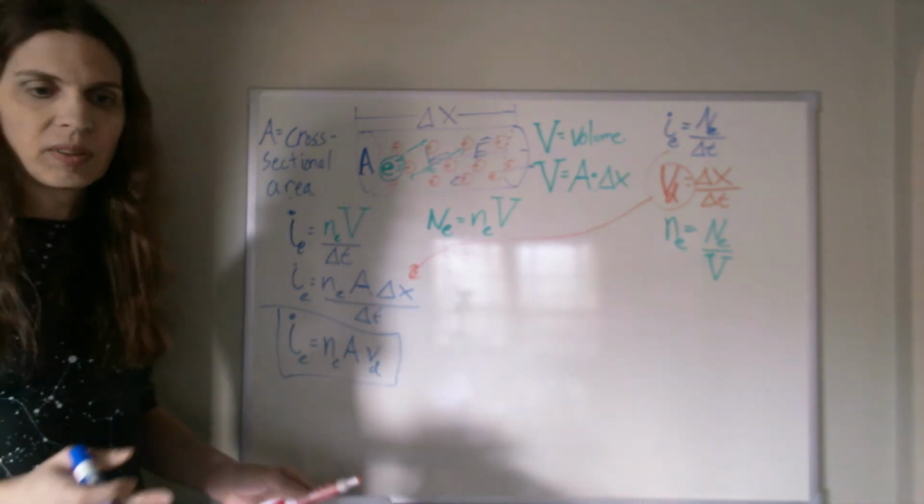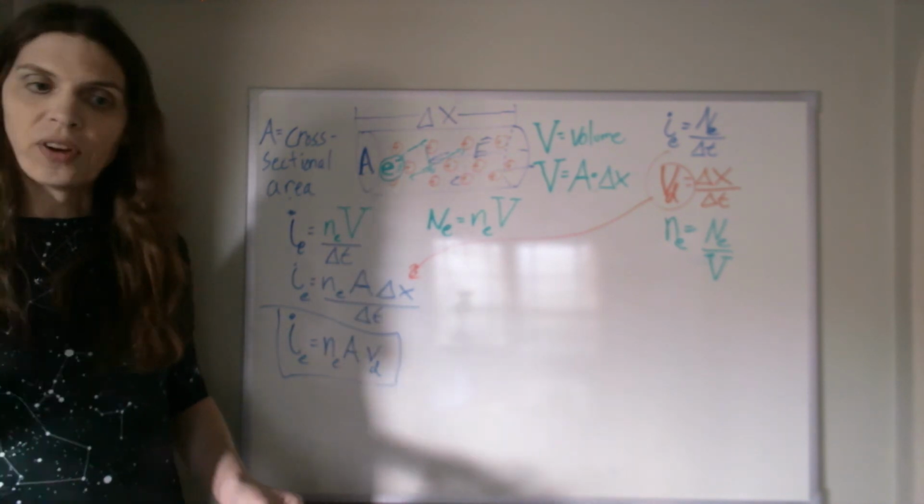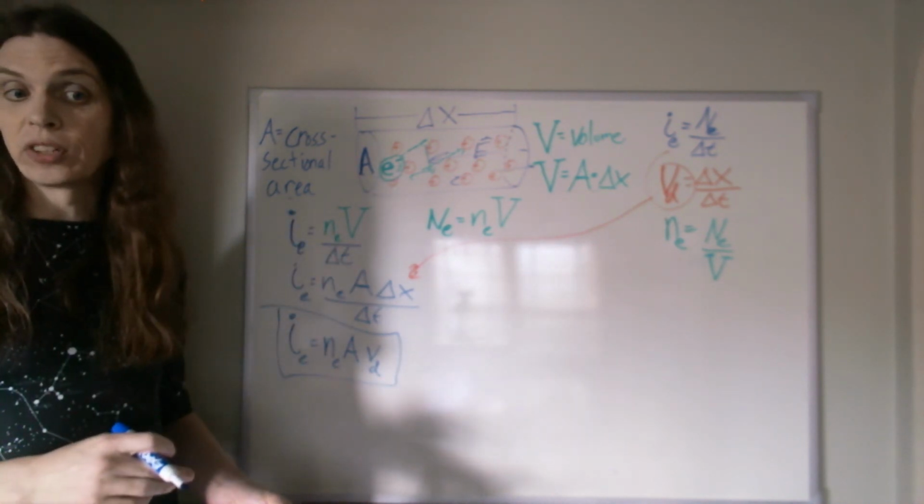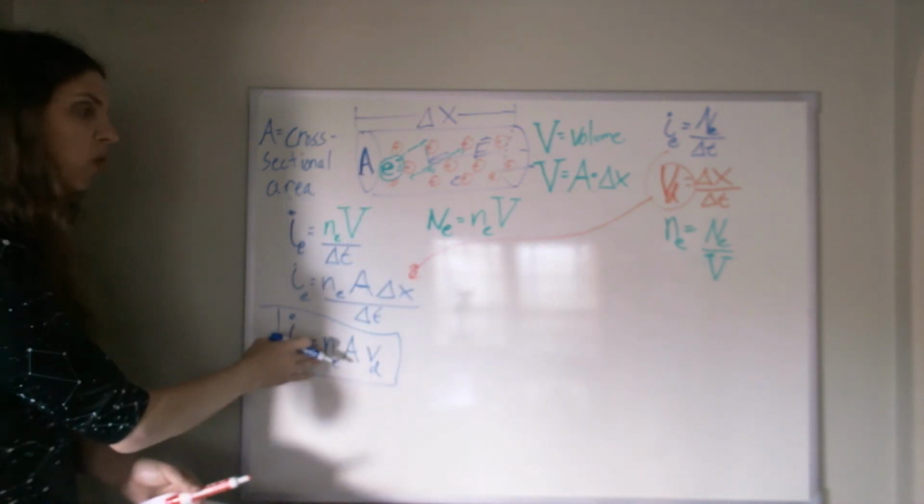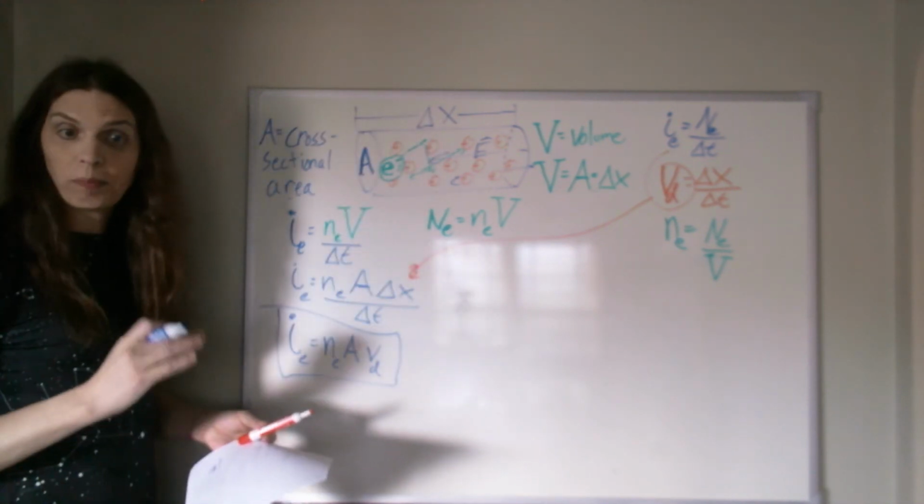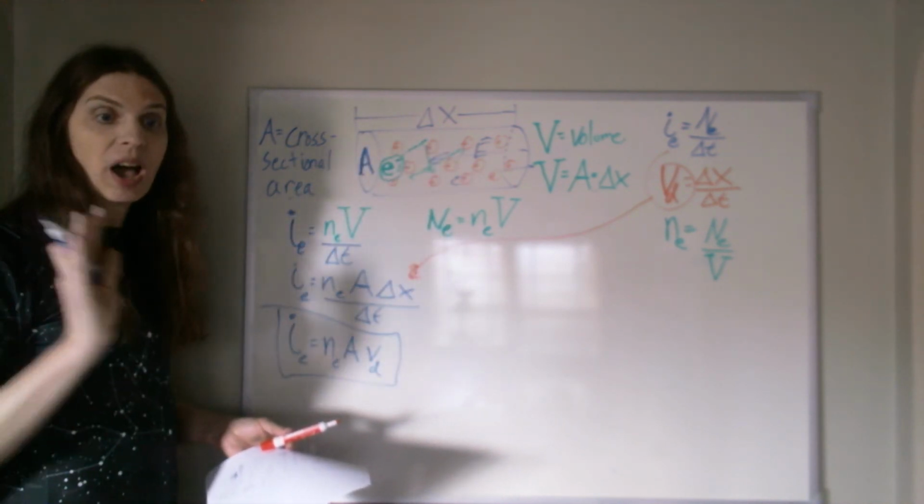And now we have a useful relationship between electrons per second and meters per second for those electrons based on how many of them are around and how fat of a pipe, how big of a cross-sectional area we've got to shove them through.